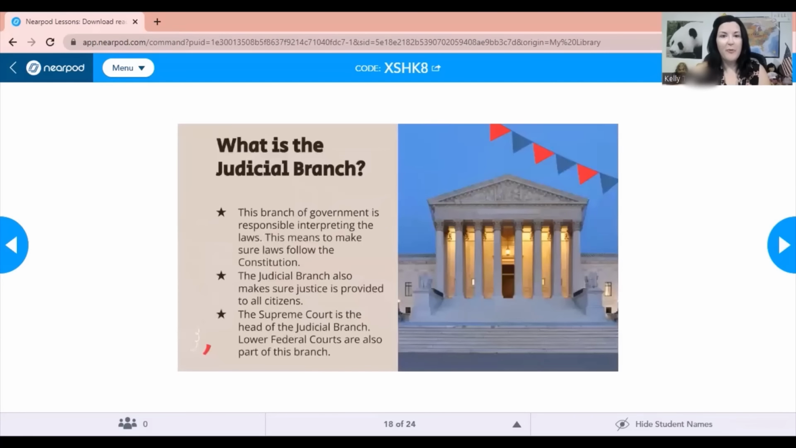What is the judicial branch? This branch of government is responsible for interpreting the laws. This means to make sure the laws follow the Constitution. The judicial branch also makes sure justice is provided to all citizens. The Supreme Court is the head of the judicial branch. Lower federal courts are also part of this branch. So whatever state you live in, your state Supreme Court would be number 2. So remember that the judicial branch is responsible for interpreting the laws.